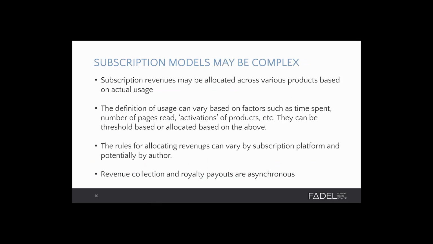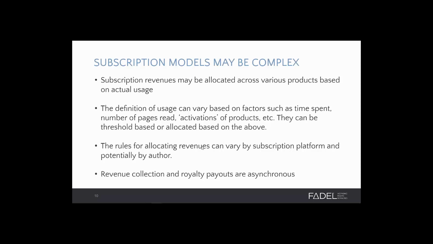Some of these subscription models can be very complex. So first, you can have subscription revenues across various products based on actual usage. That's maybe one of the more simple cases. So I have a fixed fee that the consumer pays. I have 10 products that they can access. I divide up the fee according to how many pages are read, how much time is spent in that. But this gets to the next issue, which is that the definition of usage may vary based on factors such as amount of time spent reading, number of pages read.